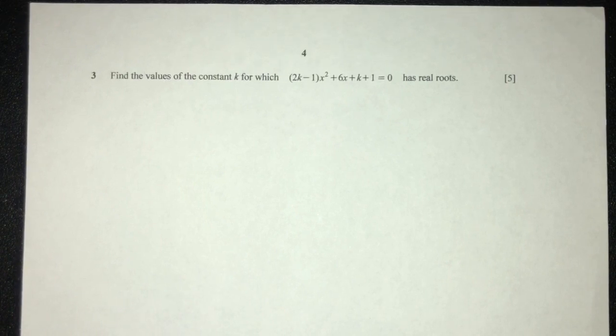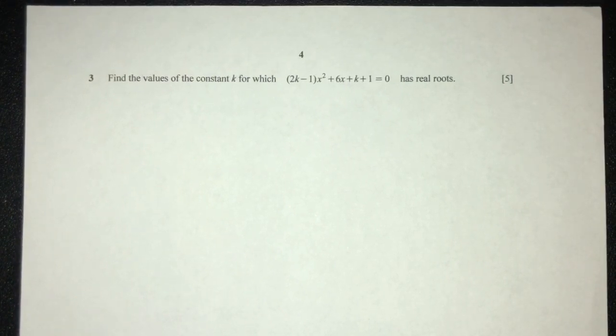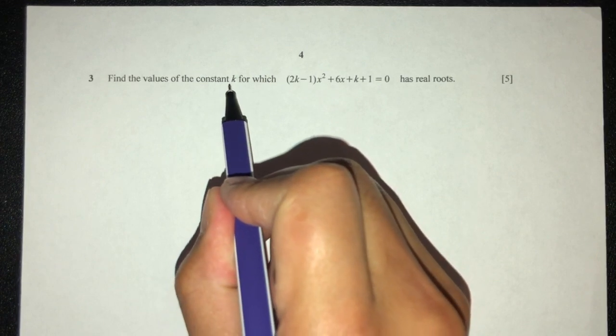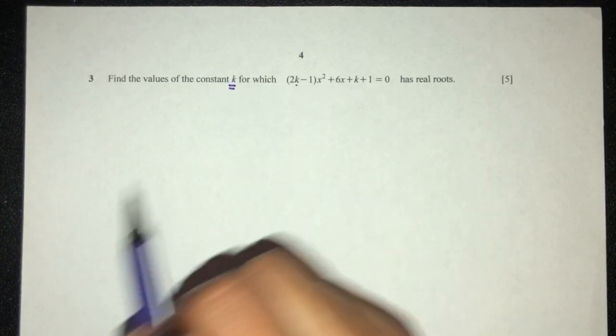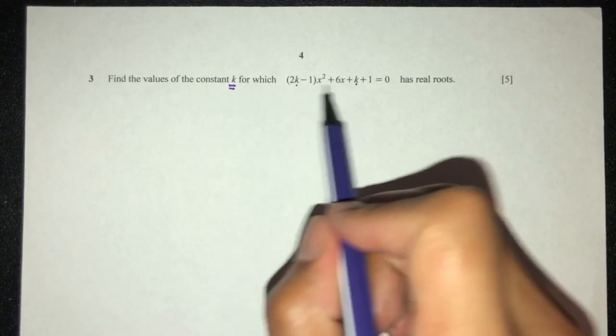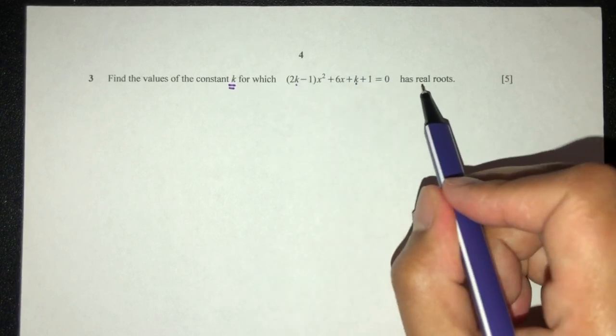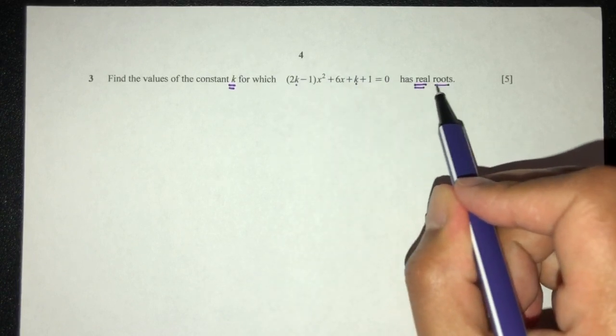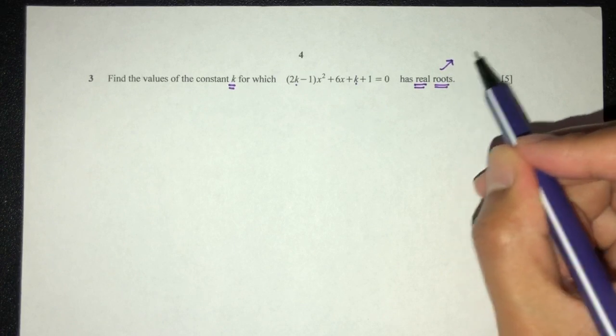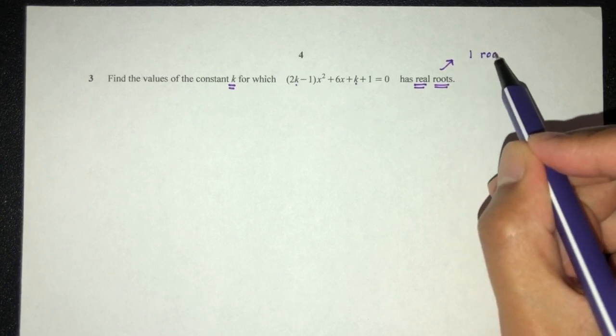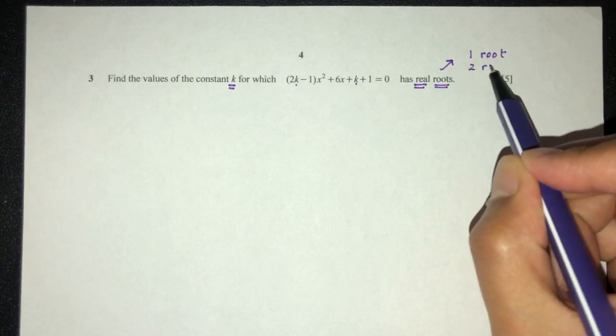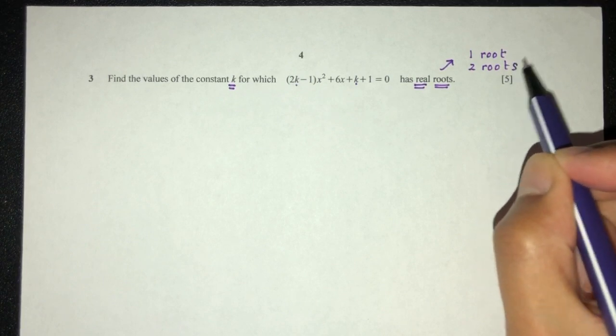Now let's move on to question number 3. Here we have to find the value of the constant k, which is right here and here, for which this equation has real roots. Now we have to understand, real roots can mean 1 root, or it can mean 2 roots. It can be both of those options.